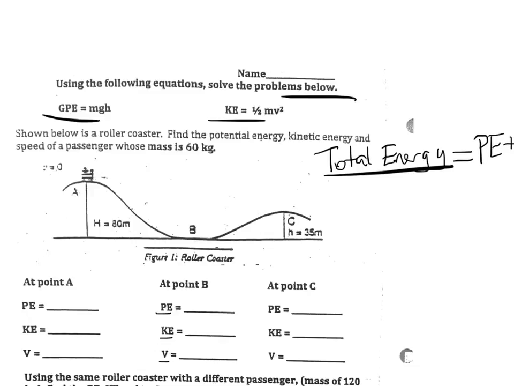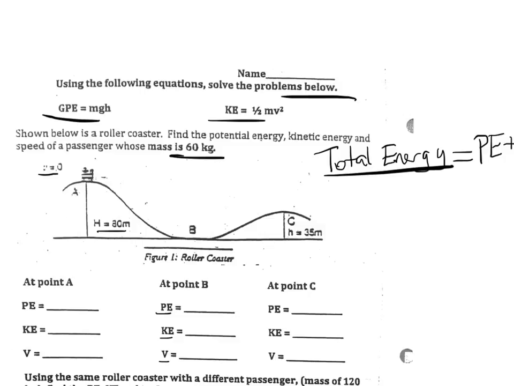Let's start at the top of the roller coaster. We see that the rider's velocity is 0. We see that his height is 80 meters and he has a mass of 60 kilograms. First, I'd like to calculate the potential energy of this rider.